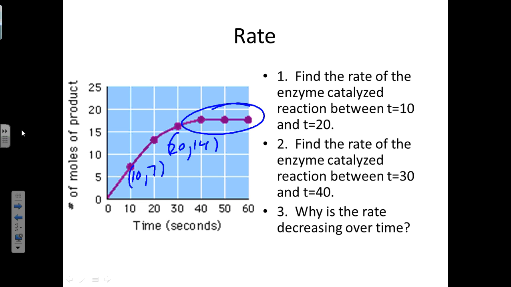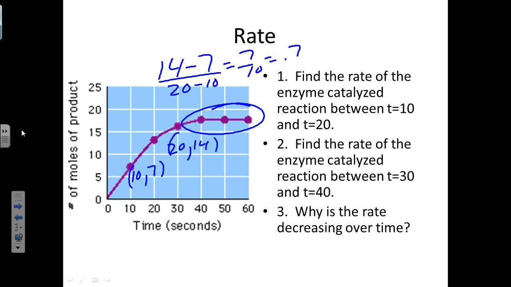So we got 2 points. To calculate slope, it's what over what? Change in y over change in x. So we're going to subtract the y's. We're going to go 14 minus 7. Make sure you do the y's over the difference of the x's. We started with this y, we got to start with this x. So 20 minus 10. And we end up with 7 over 10, 0.7.